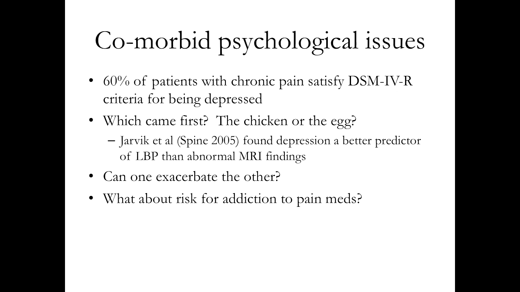The other thing we need to be very aware of is that there's a lot of comorbid psychologic issues that go along with pain. This number, 60%, is actually probably pretty low. It's probably closer to 80 to 90% of patients with chronic pain actually satisfy the DSM-4 revised criteria, and probably a similar amount for the DSM-5 criteria. So that's obviously a pretty bad, nasty thing.